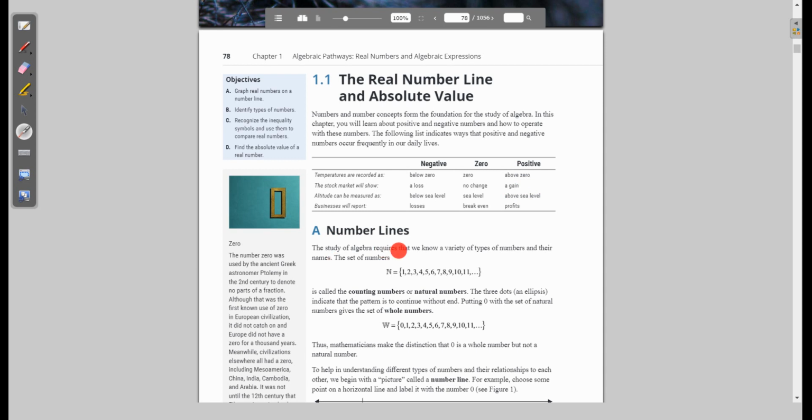The study of algebra requires that we know a variety of types of numbers and their names. The set of numbers, denoted by this funny looking N right here, is called the natural numbers or counting numbers. The three dots at the end indicate that the pattern continues on without end. Putting 0 with the set of natural numbers gives a set of whole numbers, which we see here. So natural numbers just go 1 to infinity. Whole numbers are the natural numbers with the number 0 added. Thus, mathematicians make the distinction that 0 is a whole number, but not a natural number.